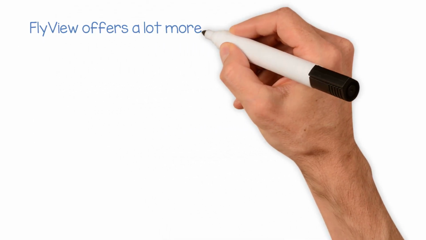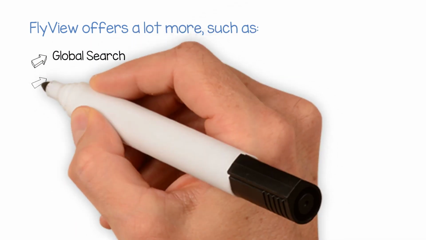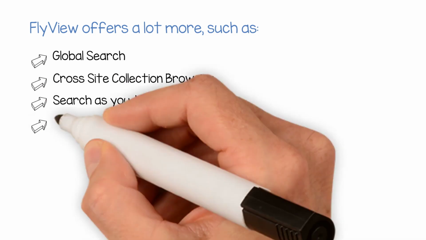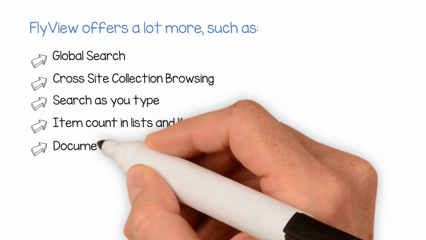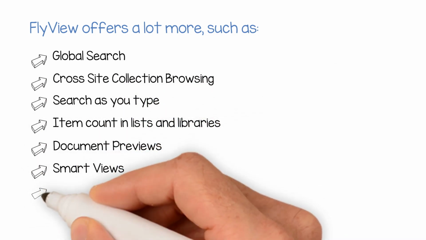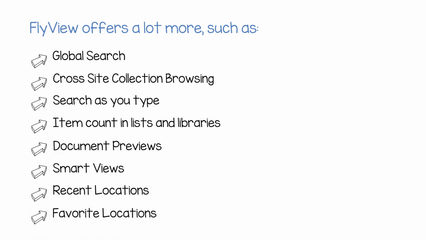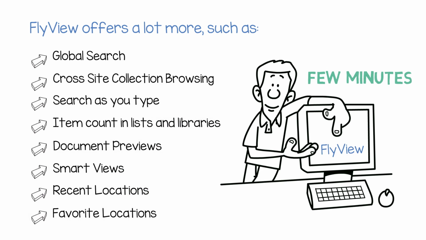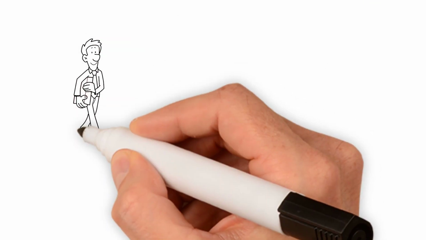FlyView offers a lot more, such as global search, cross-site collection browsing, search as you type, item count in lists and libraries, document previews, smart views, recent locations, favorite locations. Setting up FlyView is extremely easy and only takes a few minutes. FlyView has changed Michael's life positively.